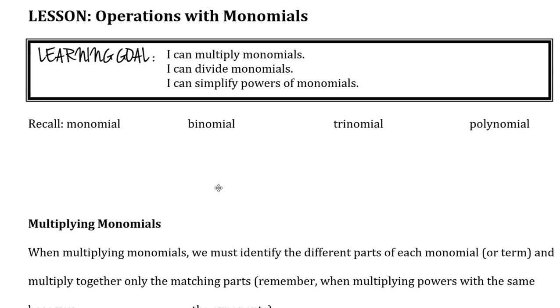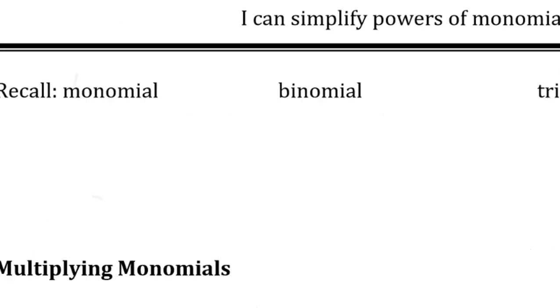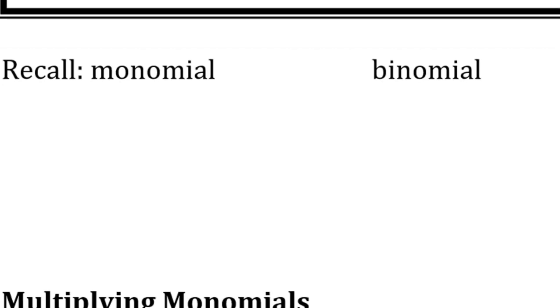Okay, so these are words that I think you would have heard. Monomial, we talked about that. Binomial, trinomial, and polynomial. Monomial means what? Mono means one. Where else have you heard that mono before?